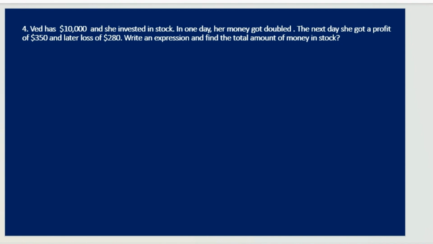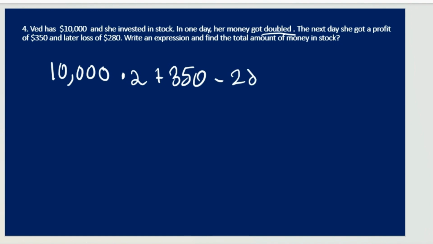Okay, so here it said we invested 10,000. So 10,000. And then her money got doubled. So times 2. The next day she got a profit of 350. So normally a profit would mean addition. So here we can say plus 350. And then a later loss of 280. Now we know that loss must be subtraction. So minus 280.